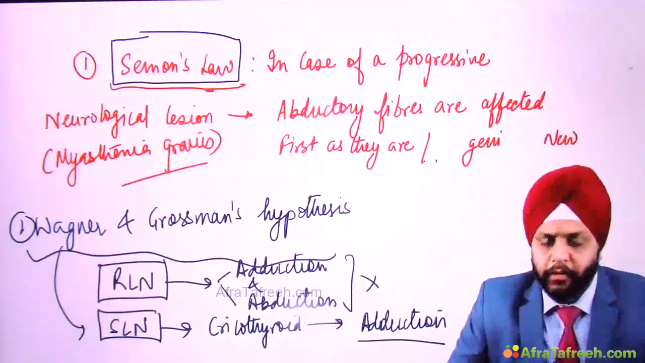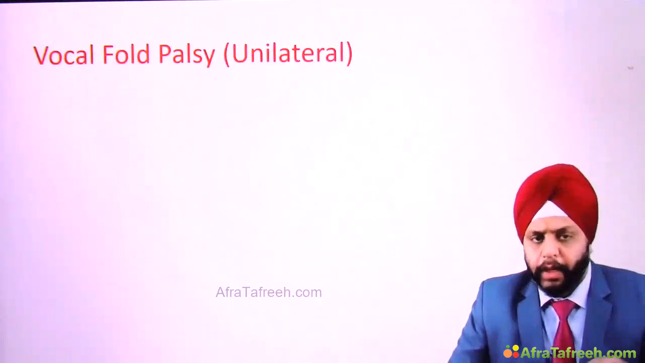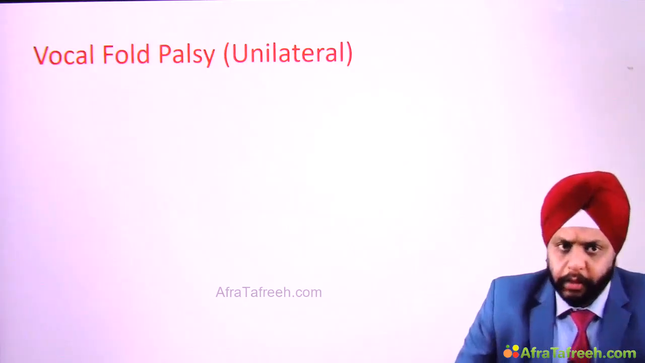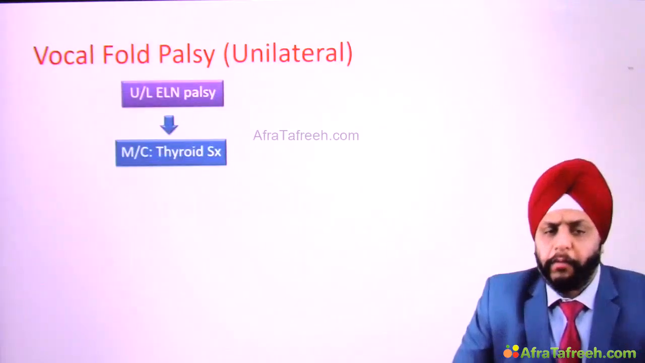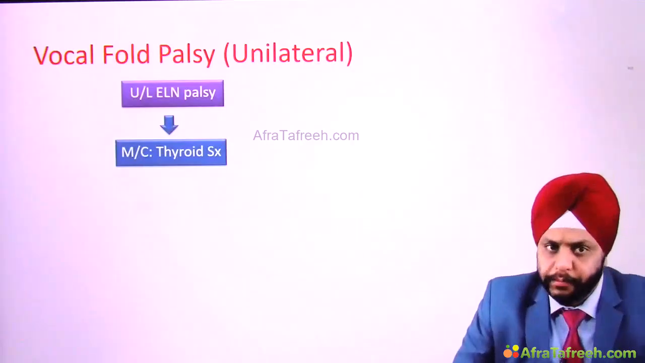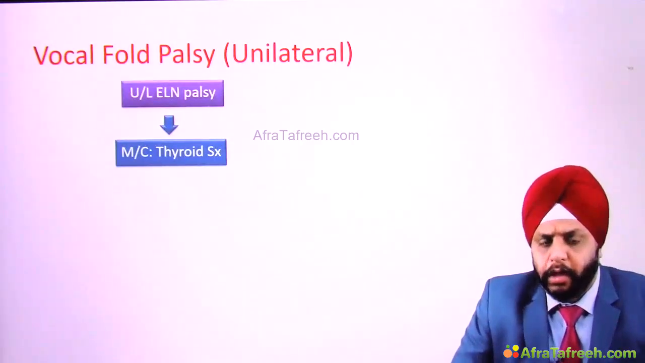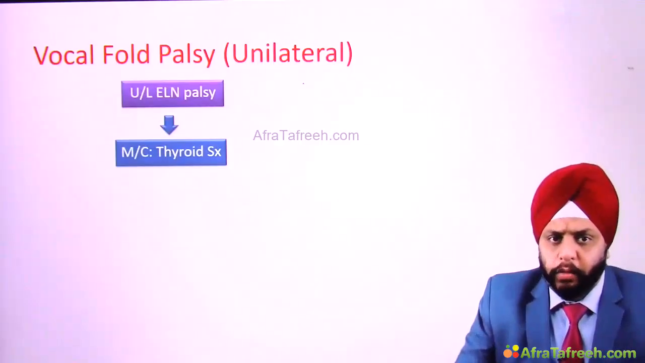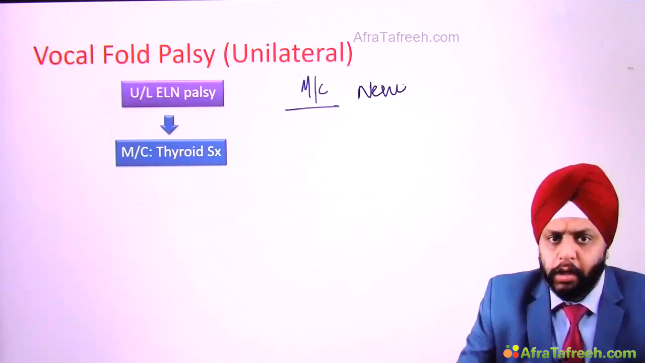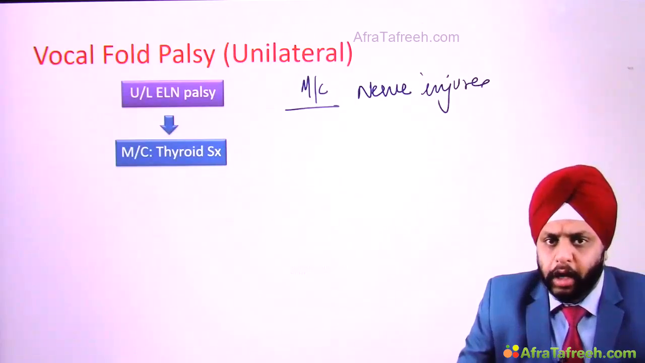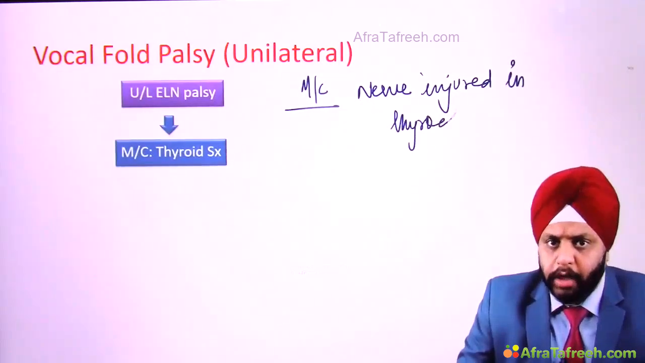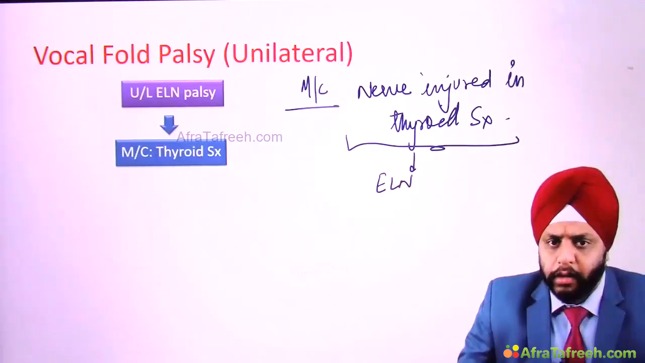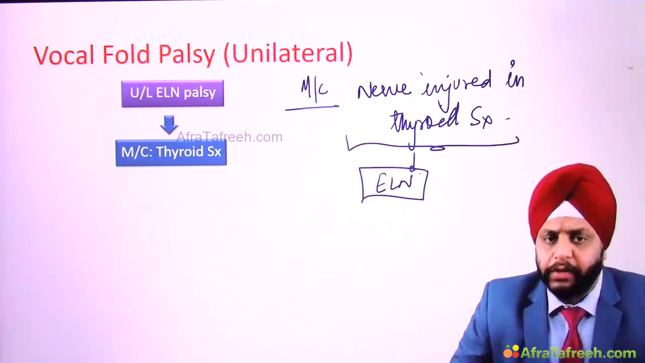Right? Okay, now with this information, we come to vocal fold palsy. We first discuss the unilateral vocal fold palsy. The first unilateral vocal fold palsy we have to discuss is the external laryngeal nerve palsy. External laryngeal nerve palsy, unilateral, most common cause is thyroid surgery. Now, these questions are asked: which is the most common nerve injured in thyroid surgery? Remember, in thyroid surgery, the most common nerve that is injured is the external laryngeal nerve.